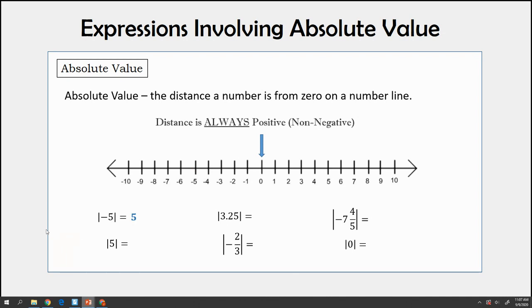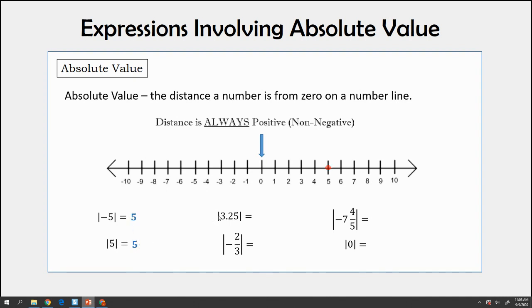The next one says, what's the absolute value of five? So how far from zero is five? Again, whether you go from zero to five or count from five to zero, you're counting 5 units. So there's actually two answers for, what numbers have an absolute value of five? There's two answers: -5 and five are both 5 units from zero.